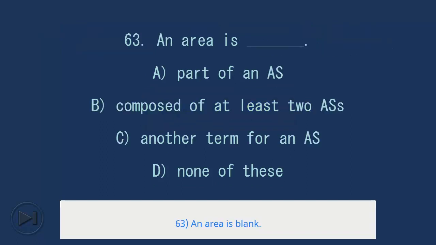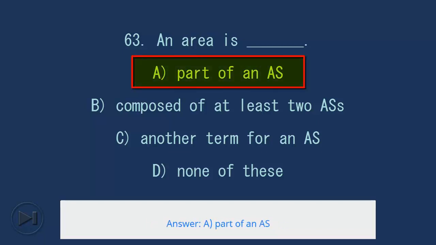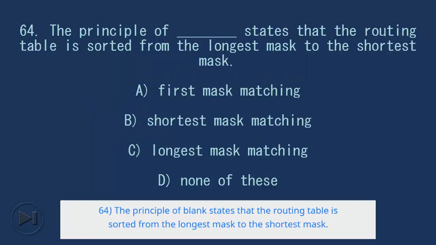An area is blank. A. Part of an AS. B. Composed of at least two ASes. C. Another term for an AS. D. None of these. Answer, A. Part of an AS. 64.